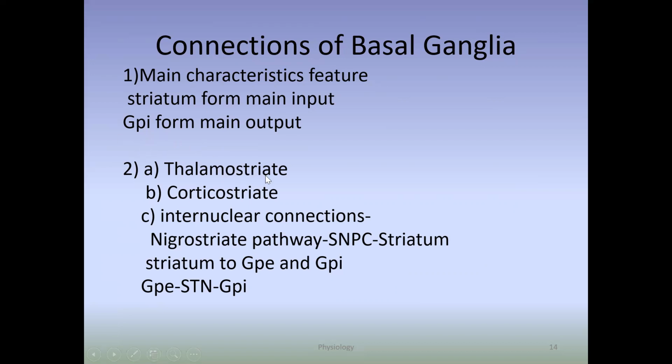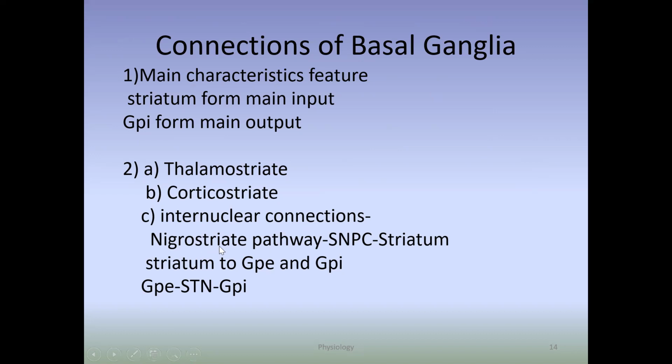Now, what are the connections present in the basal ganglia? Thalamostriate. That means thalamus to the striatum, the neostriatum. Corticostriate. That is the cortex, that is sensory cortex and motor cortex, to the striatum, the neostriatum. Then the connections in between the nuclei of the basal ganglia are called internuclear connections.